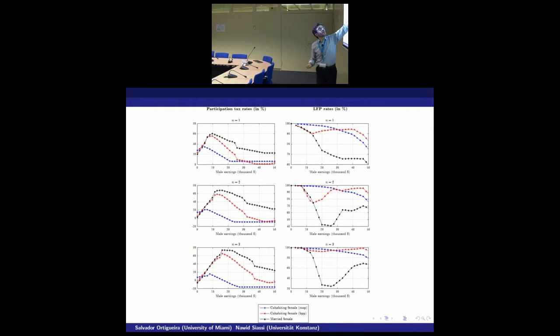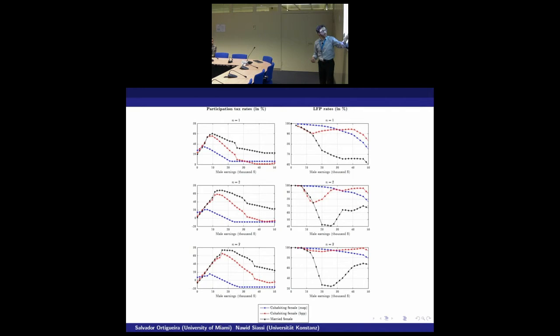So what you have here are the participation tax rates. What you have here is the labor force participation of married mothers and cohabiting mothers. So you have them for different colors. They stand for cohabiting females or married females. Let's look at the married females. So the black color, for instance, a married female with 3 children as a function of male earnings, the husband's, how much the husband earns.